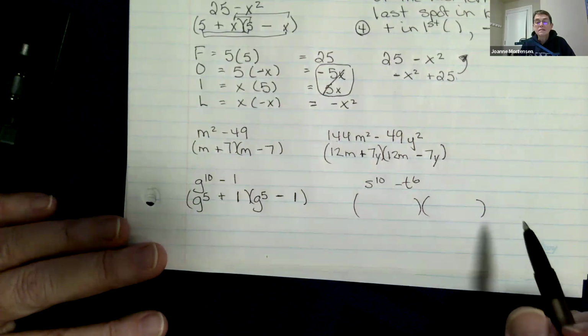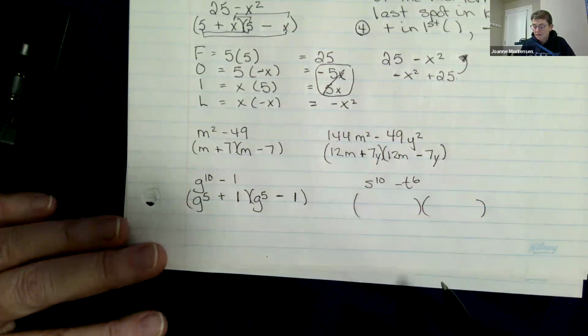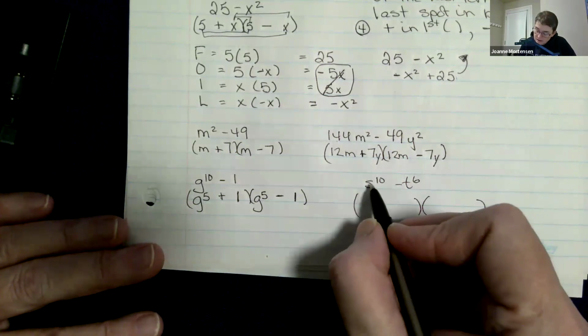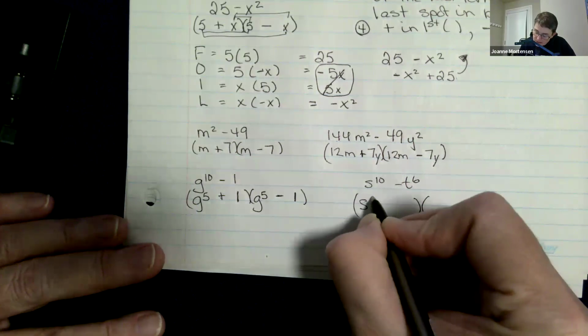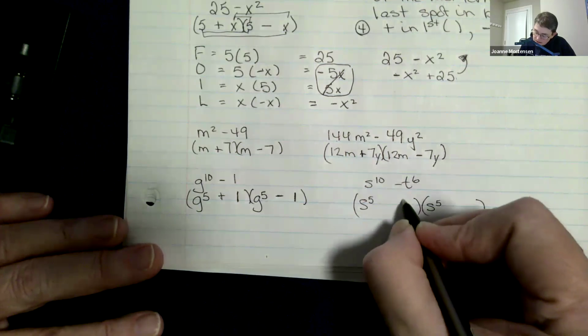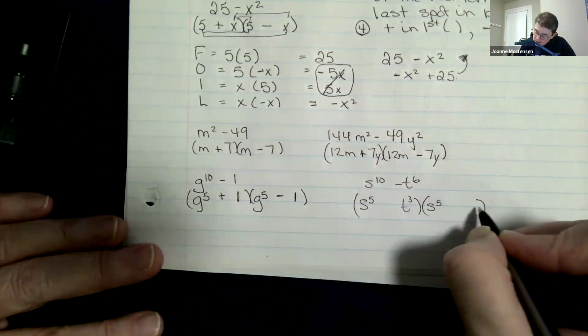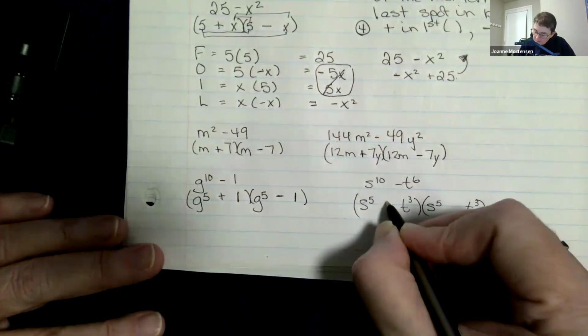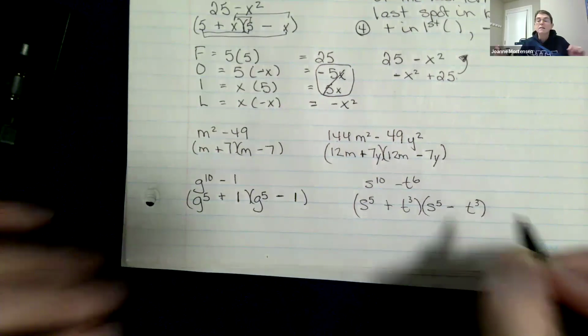And I guess this is the example where we just have variables. We don't have to have numbers. So S10, that's going to give me S5, half as much. And T6 is going to give me T3, square root, plus, minus, done.